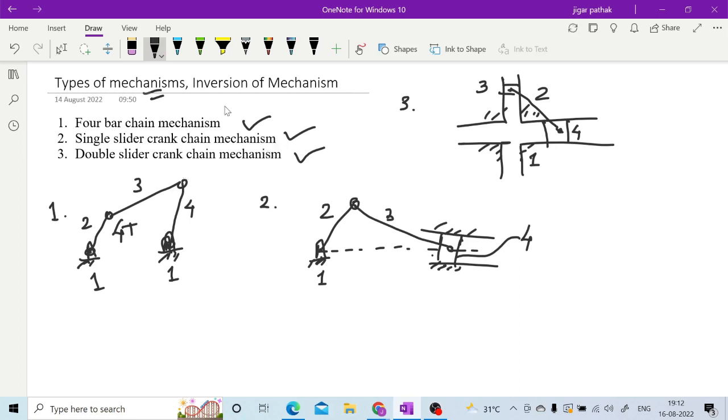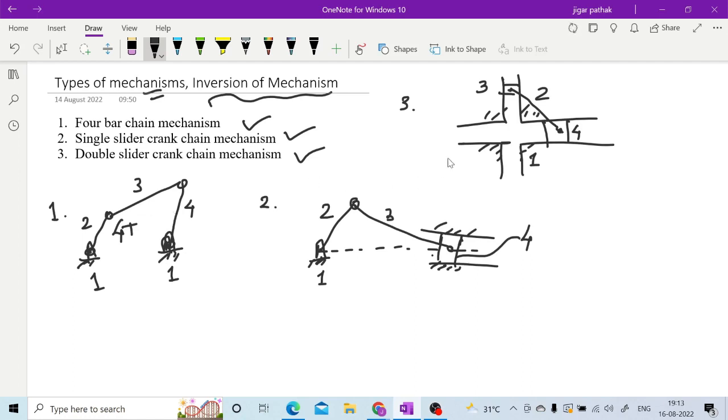Now, inversion of mechanism. What is inversion of mechanism? Inversion of mechanism is whenever you fix different links in order to get different outputs. Sir, please explain the double slider crank chain mechanism again.